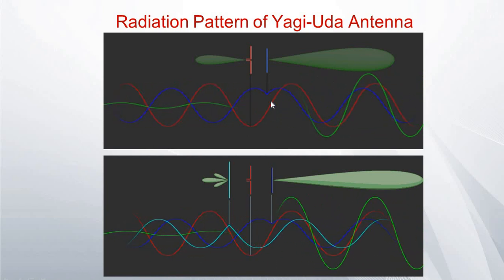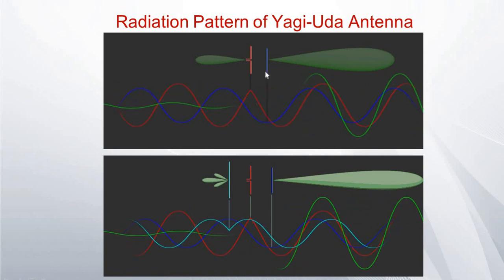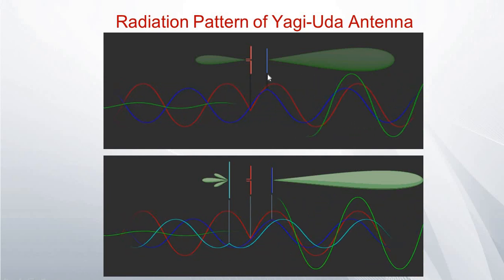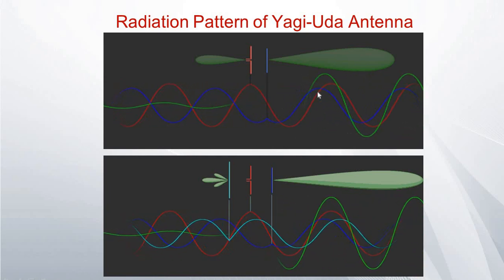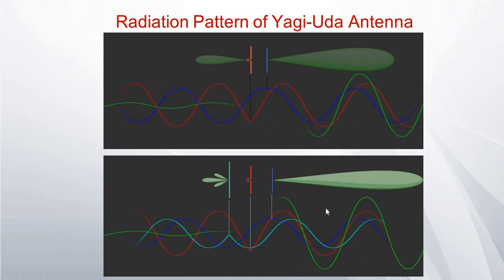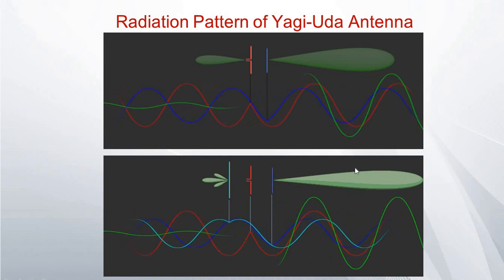Towards the directors, see here, the signal generated here depends on the spacing and length of the element and the thickness of the element. See how these signals are oriented. Towards these directions, all the signals are oriented almost in the same phase. So the signals will be combined together. They will be added up.